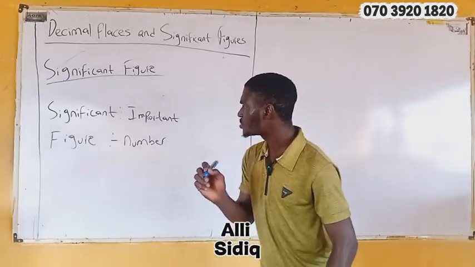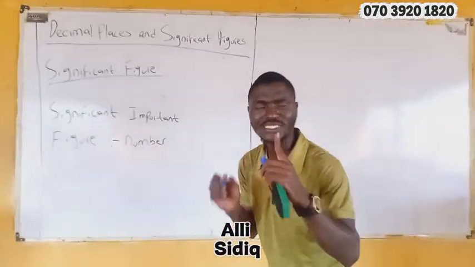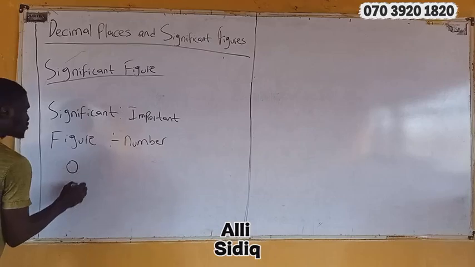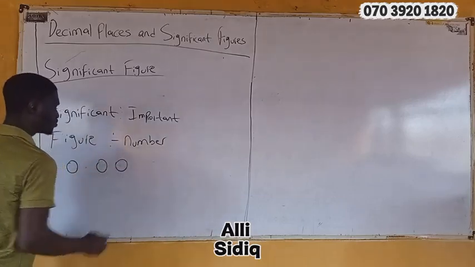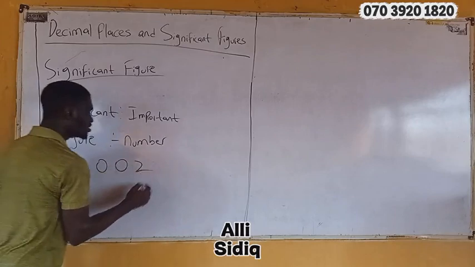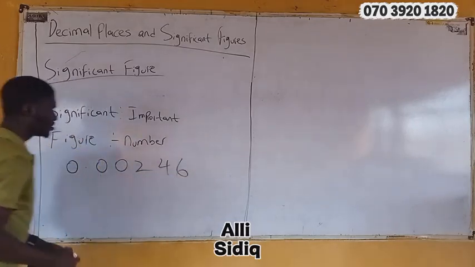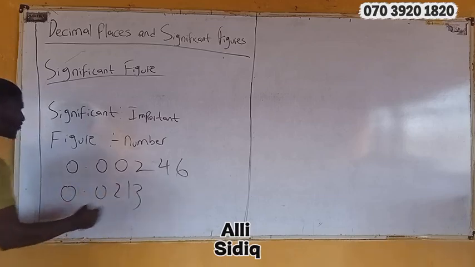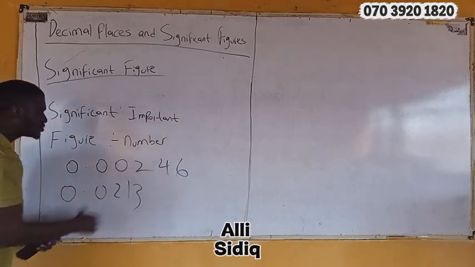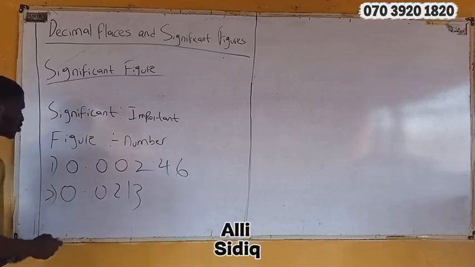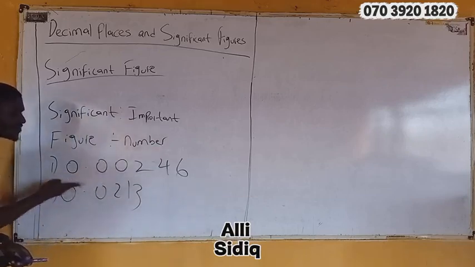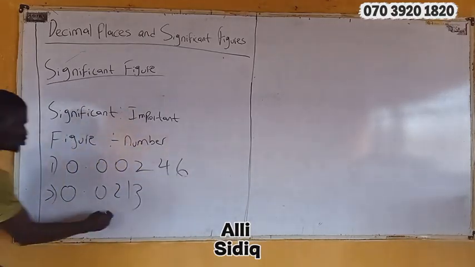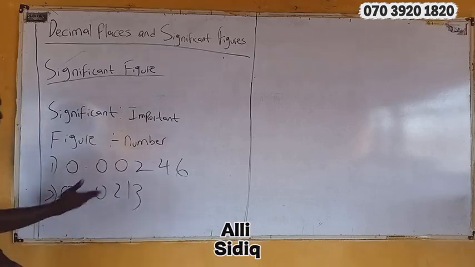What significant figure is trying to say is that when you see a number, please take note. You don't start your significant figure from a number that starts with 0. You start from the non-zero. You'll be given a question like this in different forms. Imagine this is 1, this is 2. You don't start with 0. These are not significant. The ones that are significant are 246, 213.